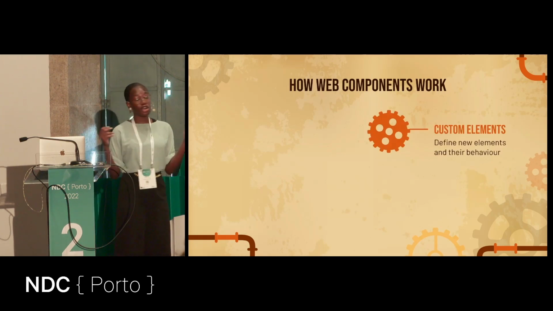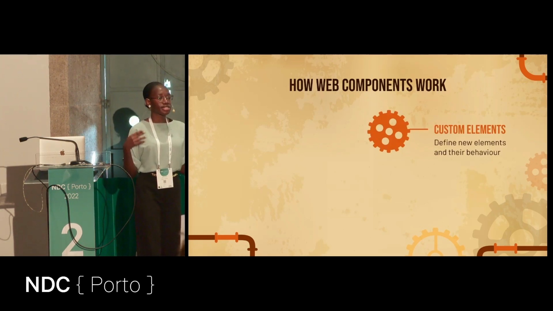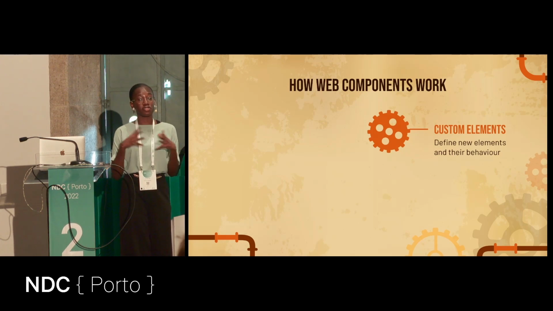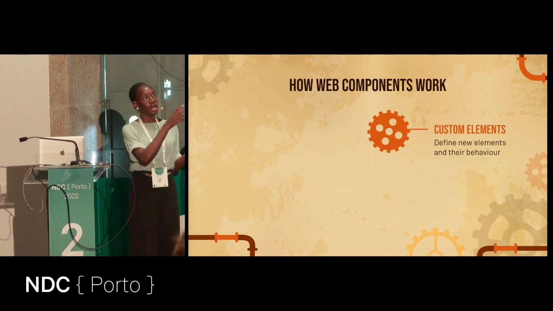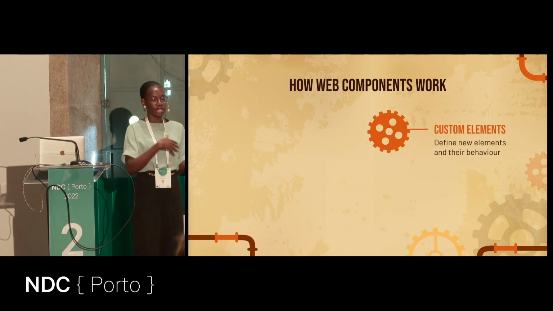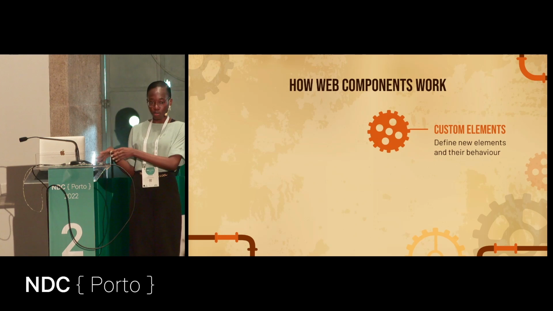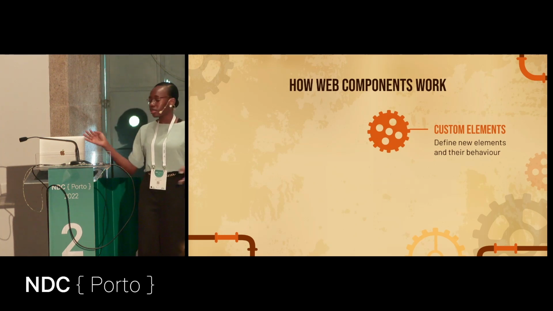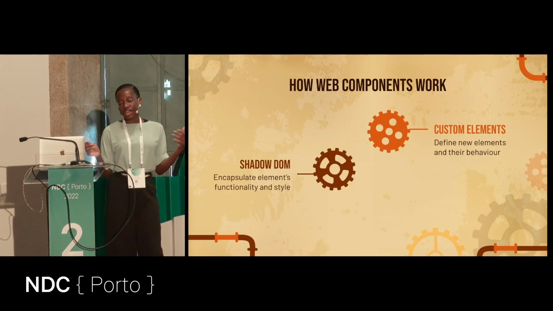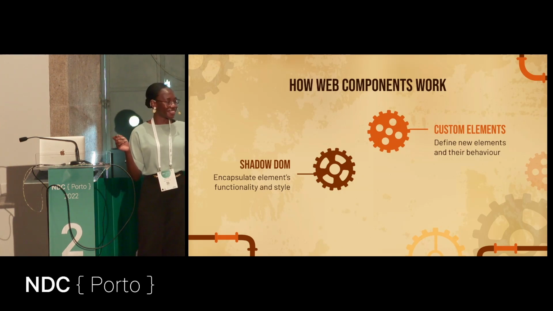The first one is the custom elements API. Custom elements is an API with JavaScript that allows you to define new custom elements, so you can create your own tags. The same way you would have a button component in React, you can have a button component built using the custom elements API. And then we have the shadow DOM, which sounds very cool and I like it.